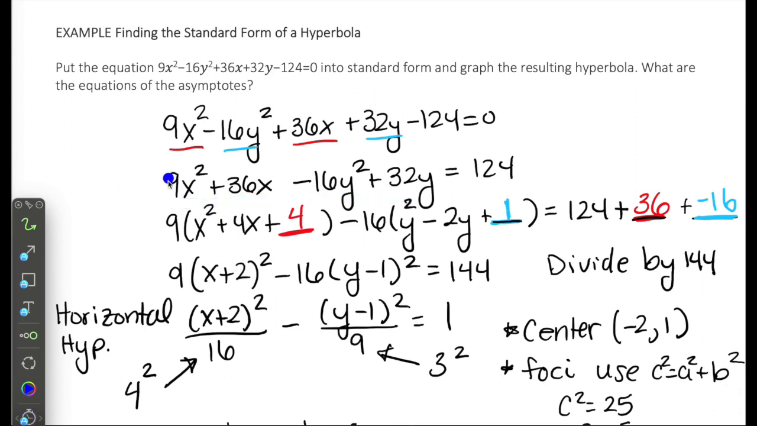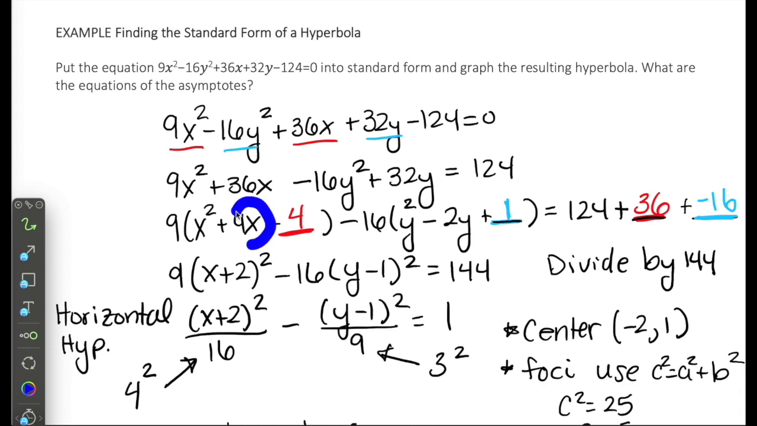I'm going to factor out a 9 out of the 9x squared and the 36x so that I can complete the square. So that leaves me with 9 times, in parentheses, x squared plus 4x plus a blank for my complete the square. Here, I'm going to factor out a negative 16, and that will leave me inside the parentheses y squared minus 2y, plus a blank for when I complete the square.